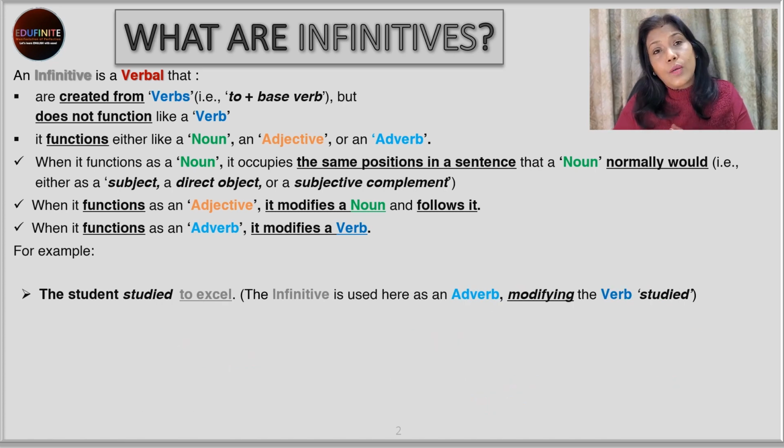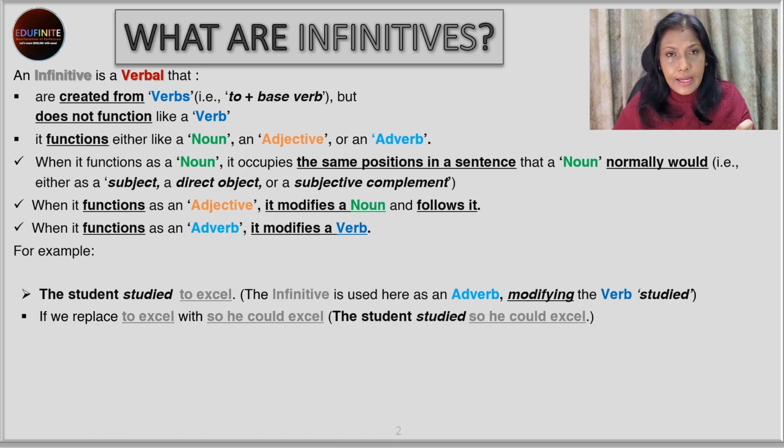Well, the next, let's look into how does it function as an adverb. The student studied to excel. So, to excel is the infinitive, which is modifying the verb studied. Why? The student studied. It is telling us why he studied. To excel. So, that's functioning as an adverb because it's modifying the verb studied.